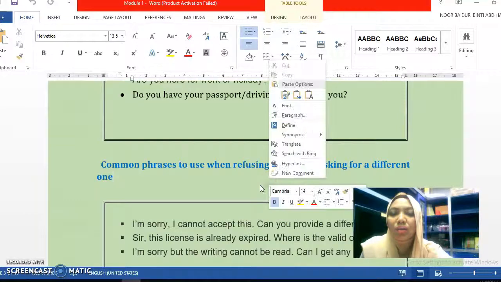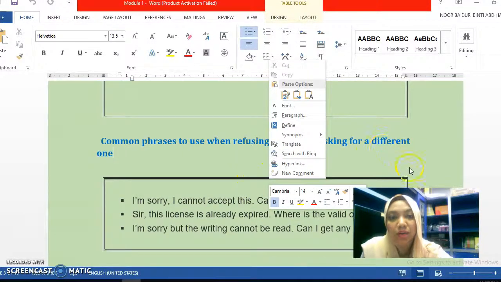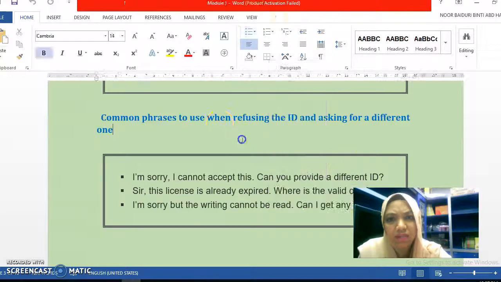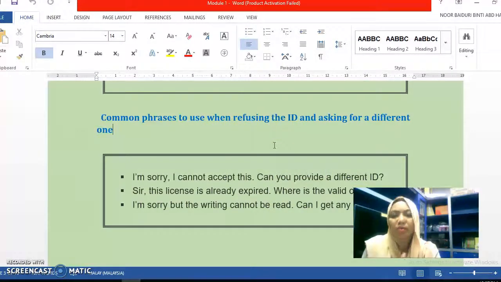So what will happen? How do you go about it when the ID given by the person is not acceptable? Maybe there's some error, or the physical look of the document is too worn out, or the writing cannot be seen clearly, or maybe the magnetic strip is faulty. How do you go about asking for a different ID?